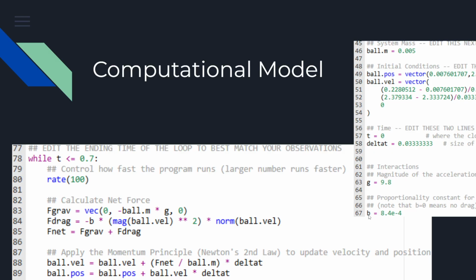And this is the b we use for the drag constant. This was just gotten through trial and error. And we can see the computational model described earlier: F gravity, F drag, F net is gravity plus drag, and those are the only two forces we consider.